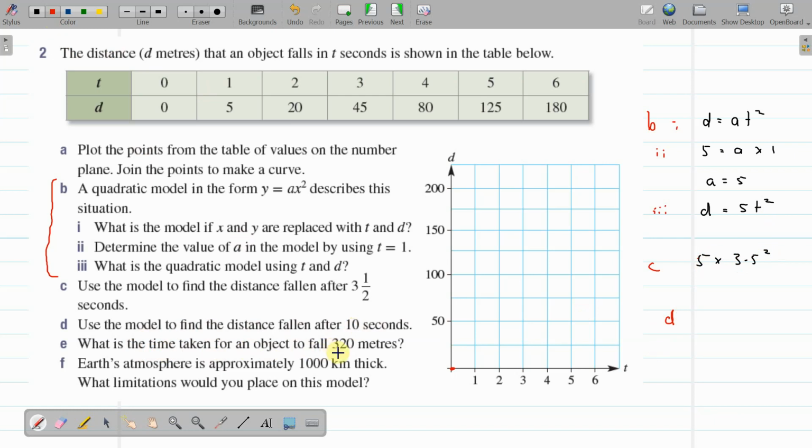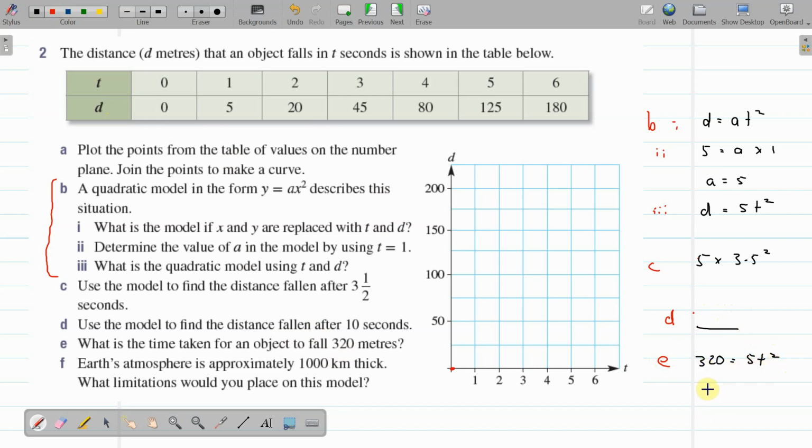What time is taken for an object to fall 320 metres? So now we've got a bit of algebra. They've told us the distance is, this is part E, sorry. Part D is pretty easy. Part E, 320 equals 5 times t squared.